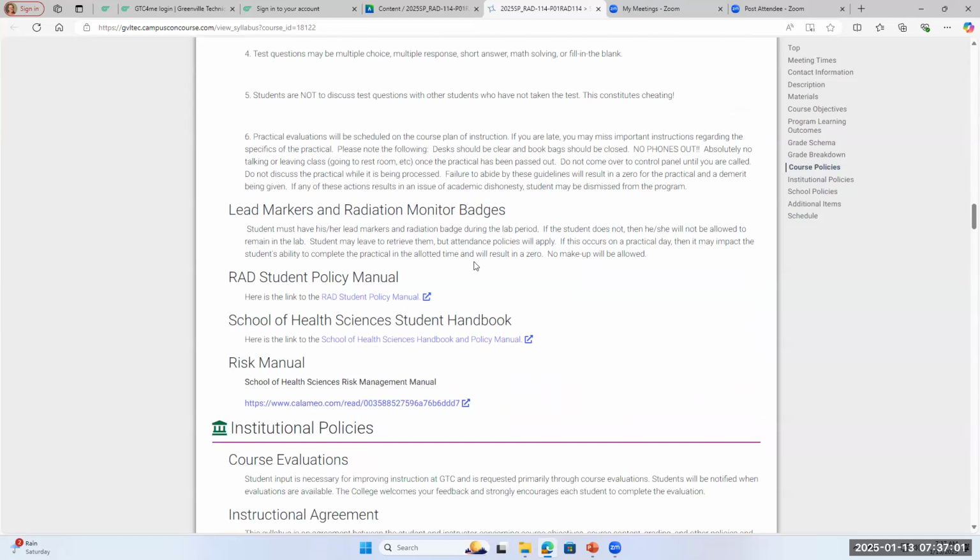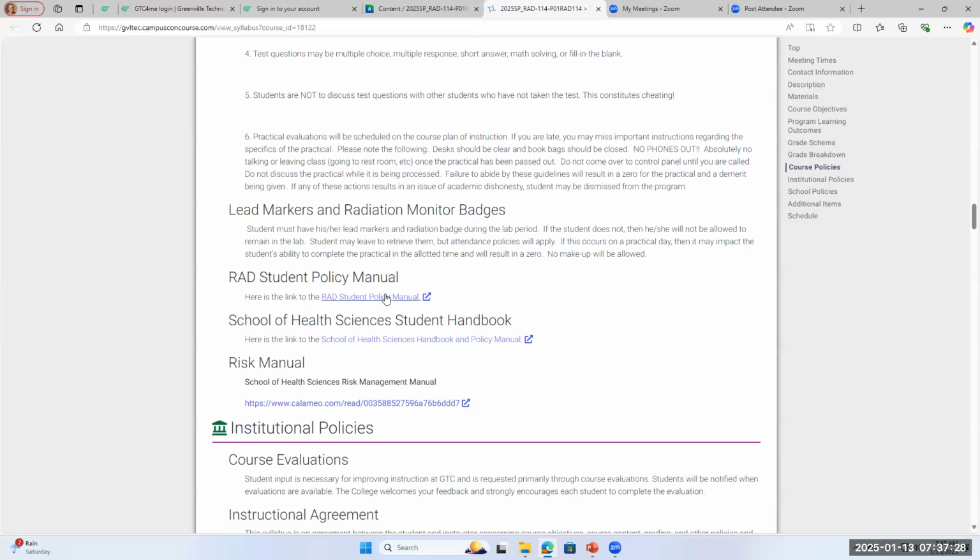Make sure that you're bringing your lead markers and your radiation monitors to lab every week. If you don't have them, especially on a practical day, you're not allowed to do the practical. So if you get here and you realize you don't have it and you have time to run home and get it in between, that's fine. But otherwise, you're not allowed to do the practical.